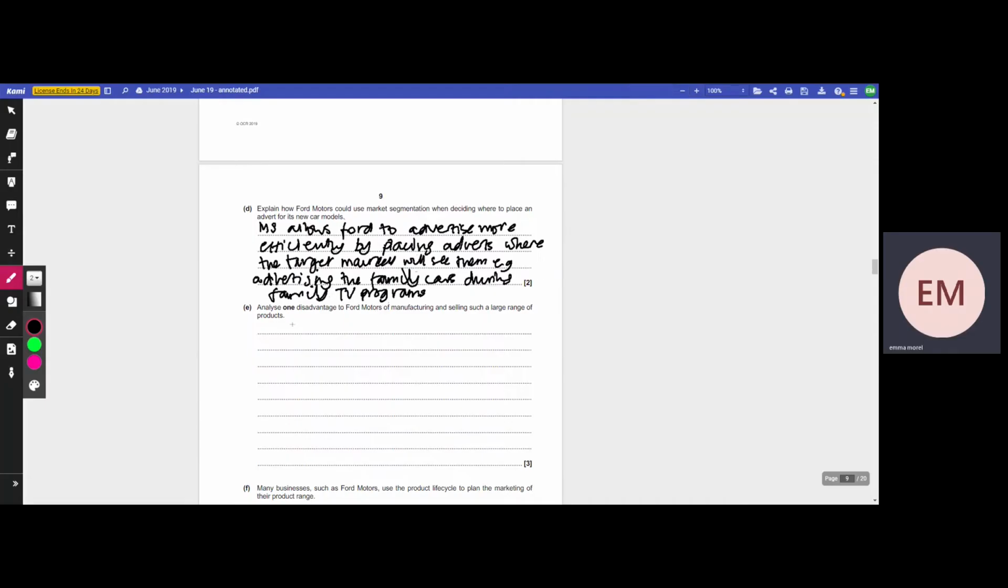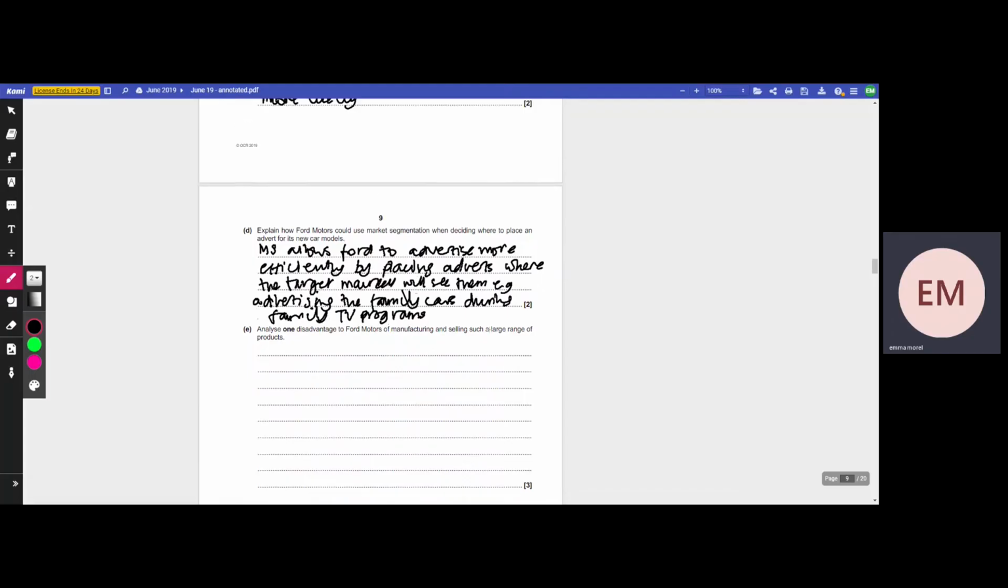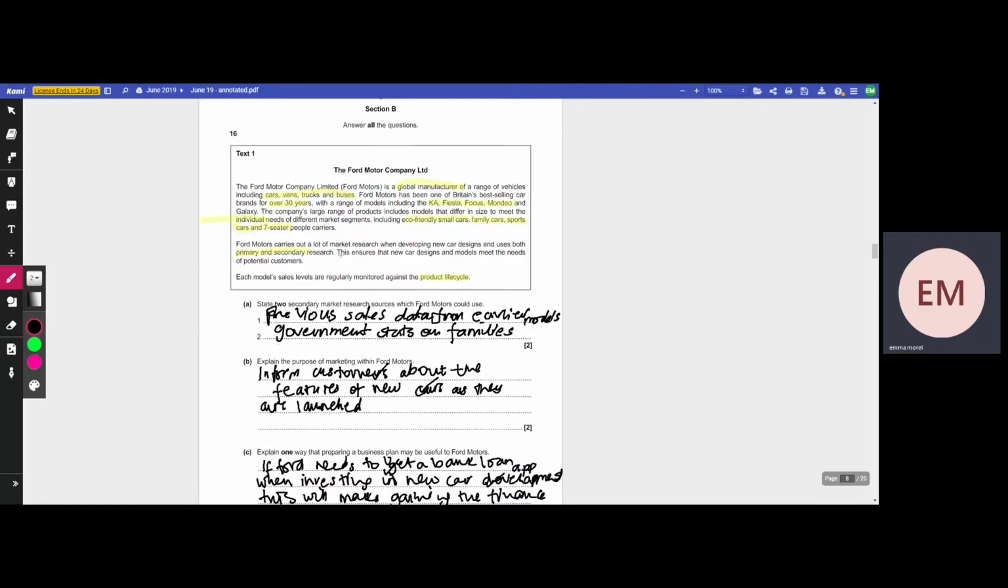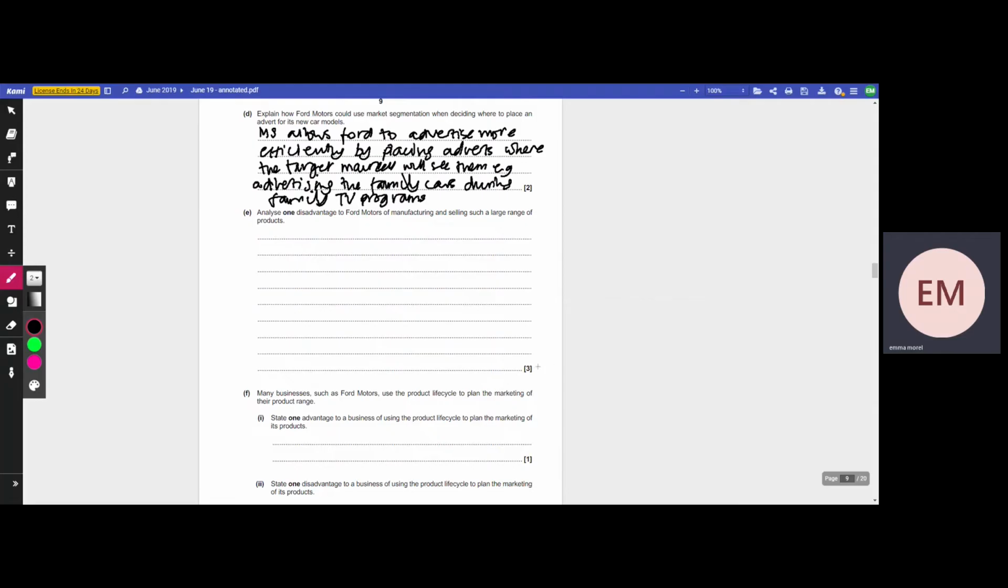One disadvantage to Ford Motors of manufacturing and selling such a large range of products. We need to go back up here to see what they're saying. We know that they're making cars, vans, trucks, and buses, and that they're operating in lots of different segments. We want to get something about that in. Now it's a 3 marker, so I'm looking to get an understanding mark, an application mark, and an analysis mark.